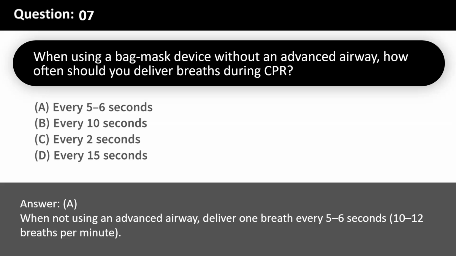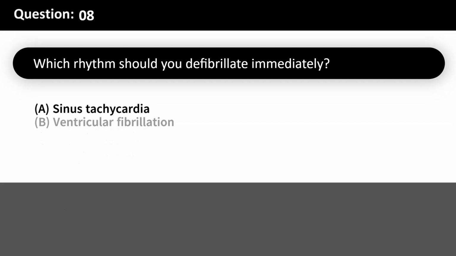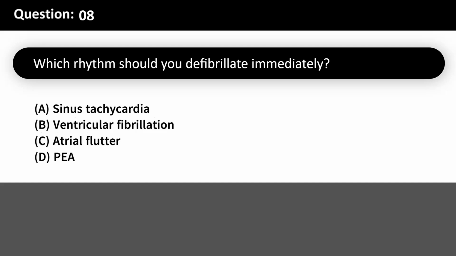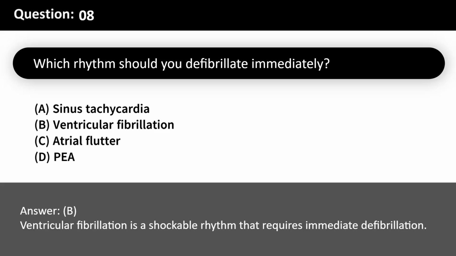Which rhythm should you defibrillate immediately? A. Sinus tachycardia. B. Ventricular fibrillation. C. Atrial flutter. D. PEA. Answer, B. Ventricular fibrillation is a shockable rhythm that requires immediate defibrillation.